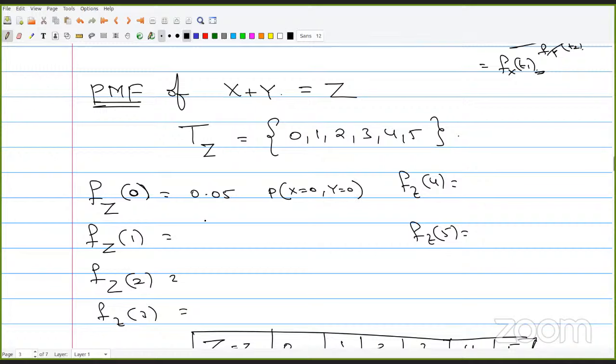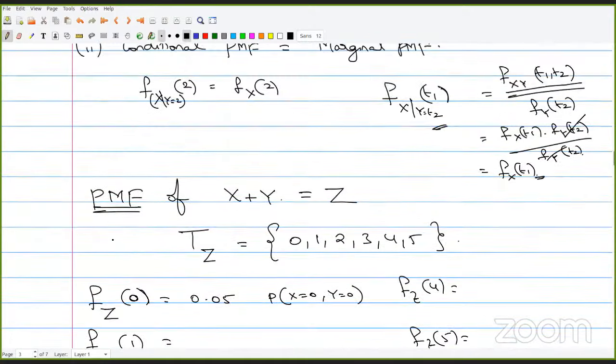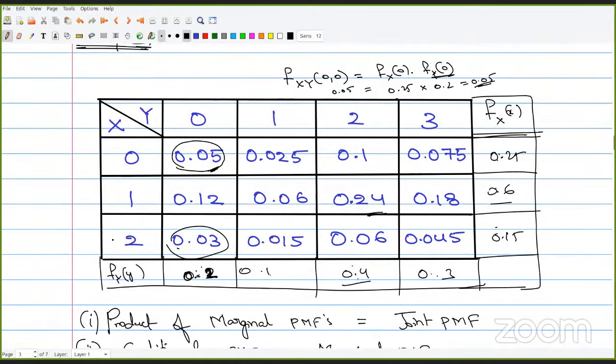Correct? Now what is the probability that the sum becomes 1? It is 0.145. What entries did we add? 0, 1 and 1, 0: 0.12 plus 0.025. So see here, just observe. For the sum, what we are doing is we take the diagonal lines like this.